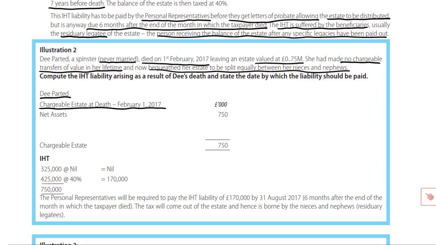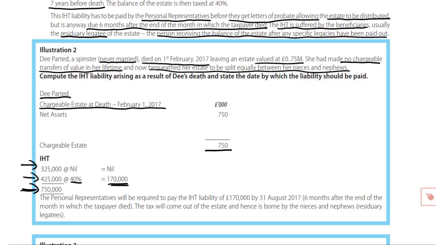Net assets, £750,000. Now that was the value of the chargeable estate. There are no exempt legacies to a spouse or civil partner to be deducted from that, so the chargeable estate is also £750,000. There were no lifetime transfers in the 7 years before death, hence the first £325,000 will be at nil. That will still leave out of the 750 a balance of 425 to bring us back to that total of 750. We're now out of the nil rate and up into the 40% band, and that therefore will give us a figure of £170,000.